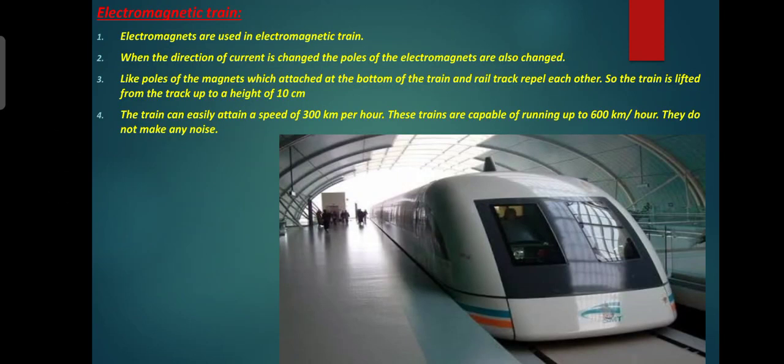Okay, so now we are going to discuss how the electromagnetic train works. Electromagnets are used in the electromagnetic train. Electromagnets are magnetized only when current flows through them. When the direction of current is changed, the poles of the electromagnet also change. Poles means north and south. Like poles of the magnets attached at the bottom of the train and on the rail track repel each other. So the train is lifted from the track to a height of 10 centimeters.